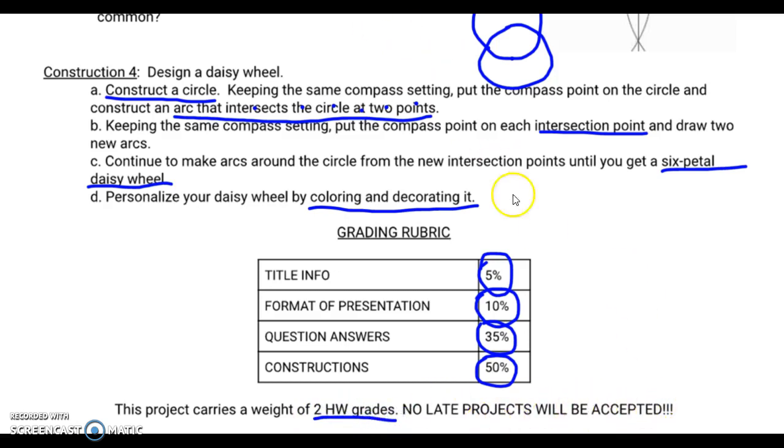Again, this project is going to be due on Wednesday. I believe that is the 10th of October. Yep, it is the 10th of October, October 10th, 2018.